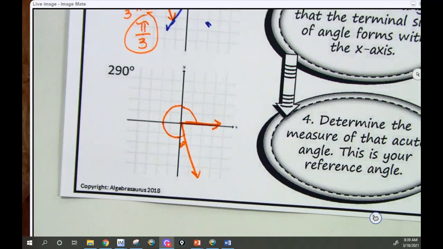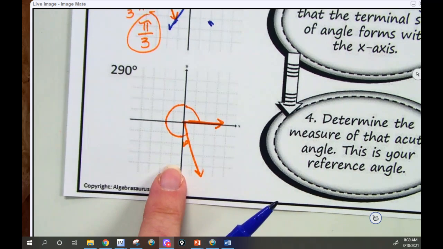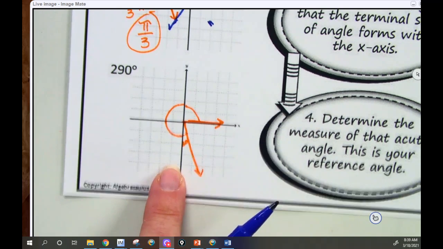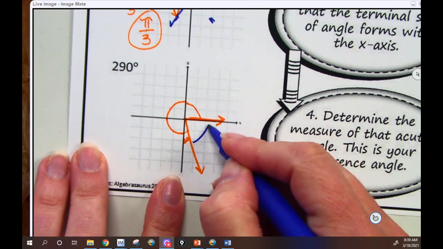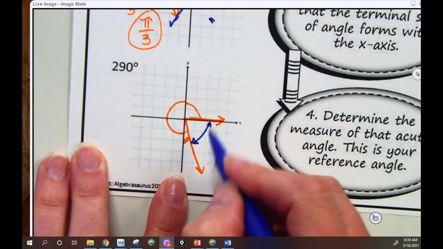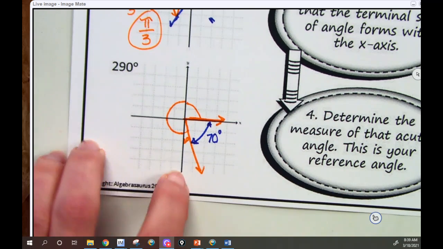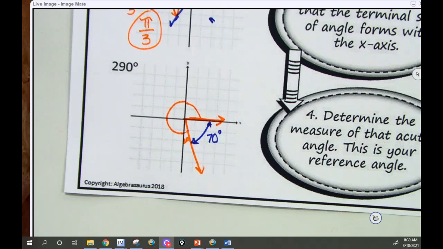And it wants to know my reference angle. Shortest distance between that terminal vector and the x-axis. You're going to want to say 20. But is that the x-axis? No. Yeah, so from here to here is the shortest distance between your terminal vector and the x-axis. If that much was 20, we had 70 degrees left.